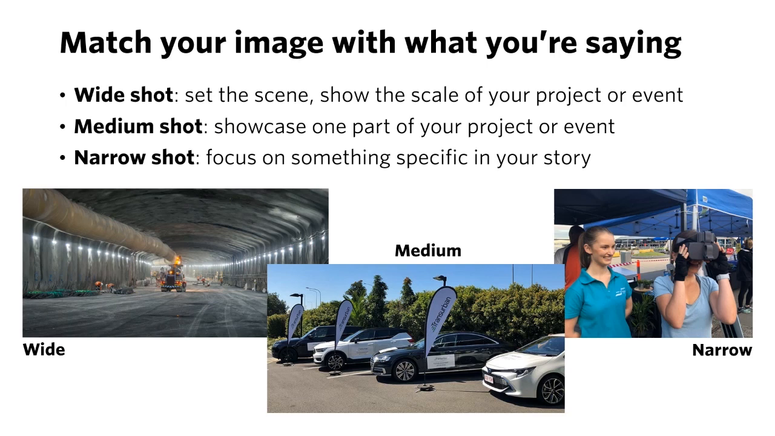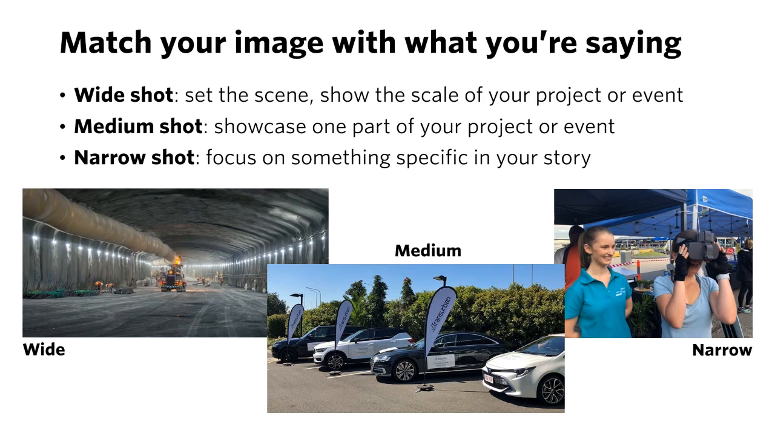Medium shots showcase just one part of your event. Like in this case, this was 4 cars in an automated vehicle trial that we ran in Brisbane. So the medium shot focuses on just that one part of it. And the narrow shot on the right focuses on something specific. In this case, it is a VR helmet that we have that shows you what our completed project in Melbourne will look like.